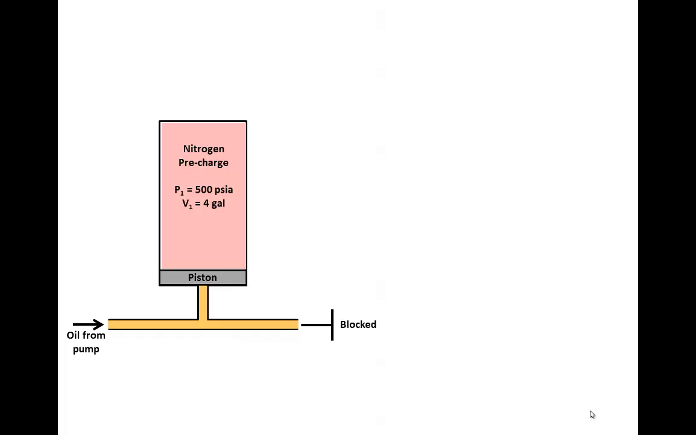If the flow in this circuit is blocked, we will see the oil begin to fill the accumulator, and the piston will begin to rise, and the nitrogen pressure will also increase. And it will continue to rise until the accumulator is full. Notice that the oil hasn't completely filled the accumulator because we still need to leave space for the compressed nitrogen.